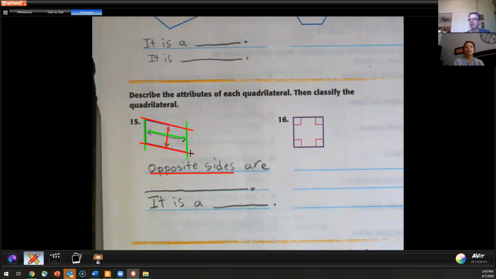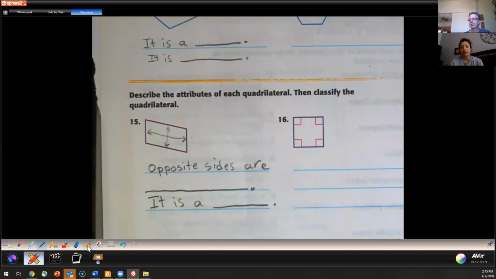And then when it says classify the quadrilateral, you are going to be using this answer sentence. It is a blank, and it wants you to name what type of quadrilateral it is. And you are going to be doing the same thing for number 16 as well.